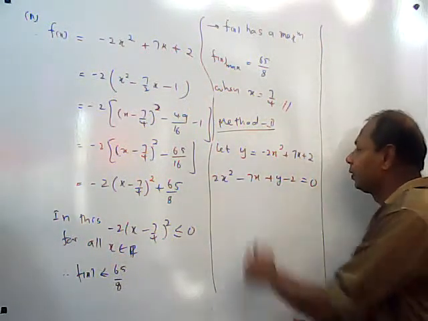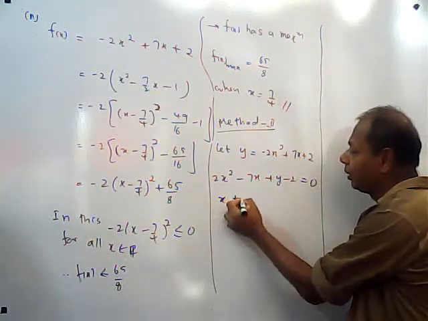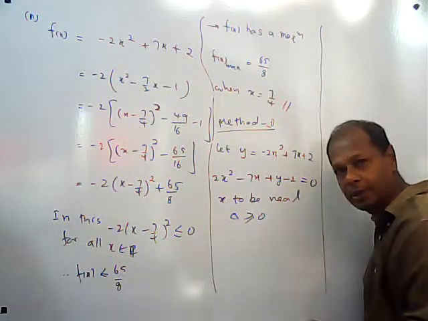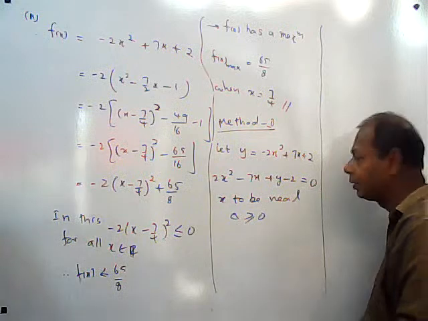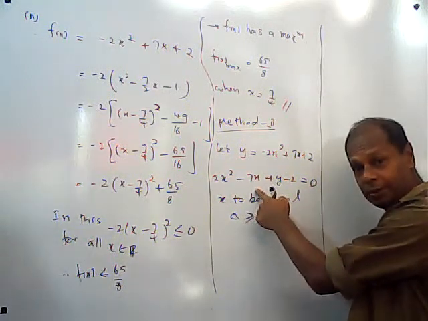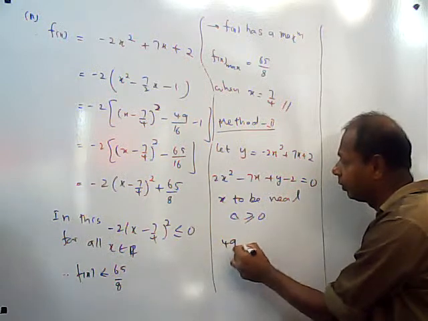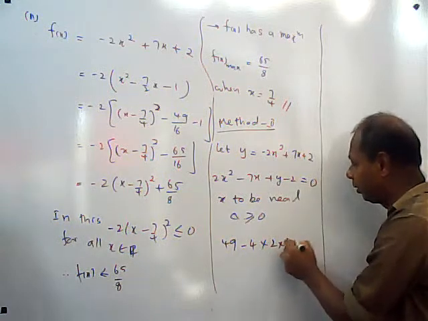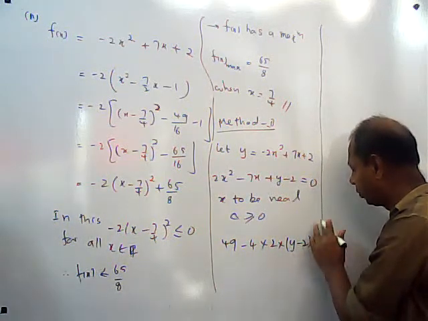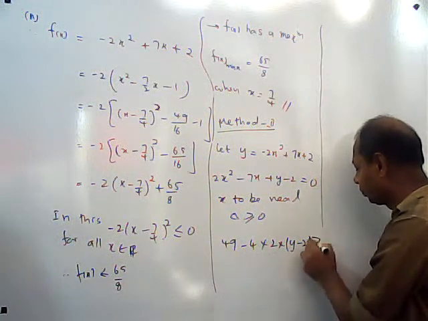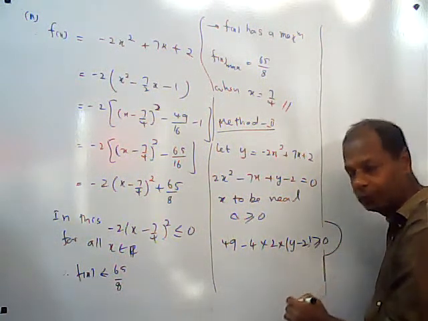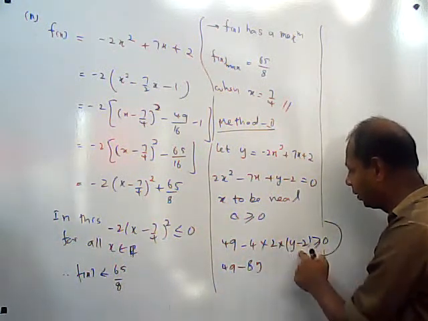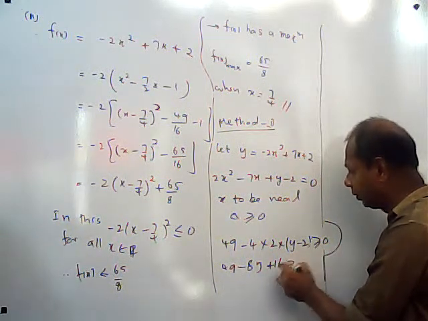So our argument: for a quadratic equation, we need x to be real. The requirement is delta is greater than or equal to 0. Delta: minus 7 squared, that will be plus 49, minus 4, a is 2, c is y minus 2, greater than or equal to 0. So that gives 49 minus 8y plus 16 greater than or equal to 0.